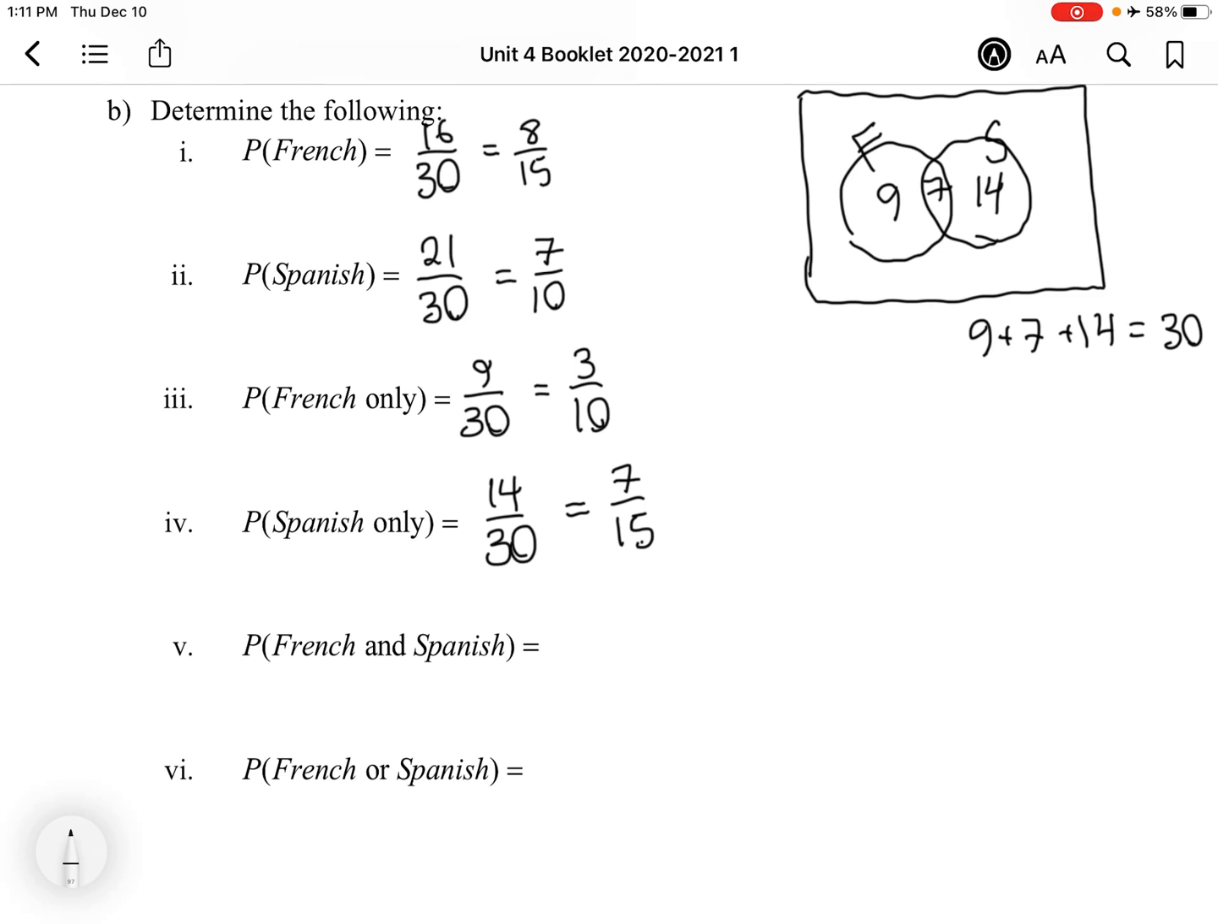What's the probability that someone studies French and Spanish? So French and Spanish is the overlap. That's 7 over 30. And what's the probability that someone studies French or Spanish? So French or Spanish is the union of those two subsets. So that means we have to add all 3 of those numbers together. So that's 9 plus 7 plus 14 over 30. And that's just 30 over 30, which is 1, because nobody is on the outside in this case.